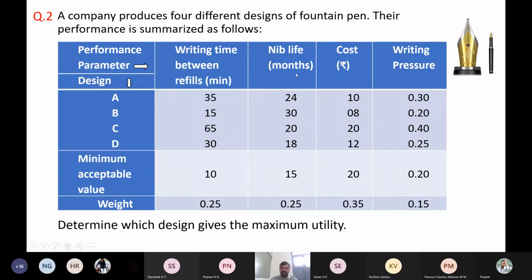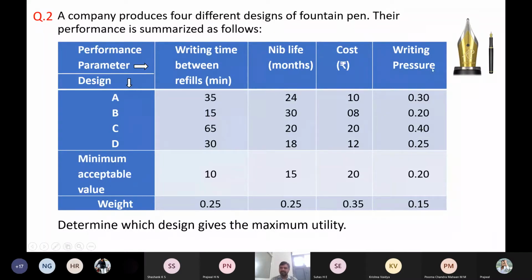Next, if you consider nib life, should it be more or less? It should be more. More life is preferable. So if you consider nib life, which is preferred? B. It is having 30 months. Next, if you consider cost, do you prefer least cost or maximum cost? Least cost. Here, which is the best one if you consider only cost? B.